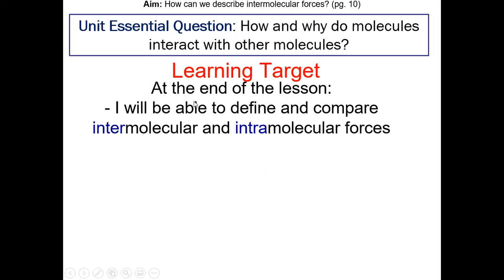Learning target. At the end of the lesson, I'll be able to explain and compare intermolecular and intramolecular forces.